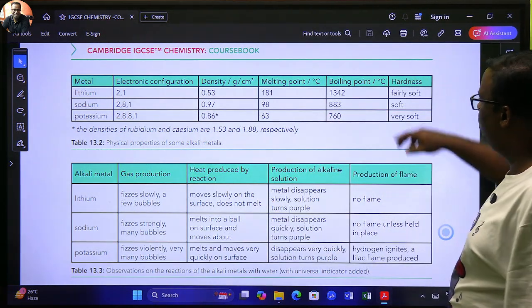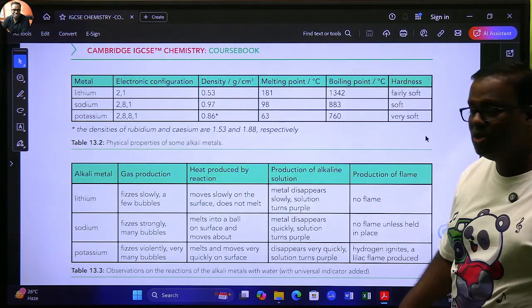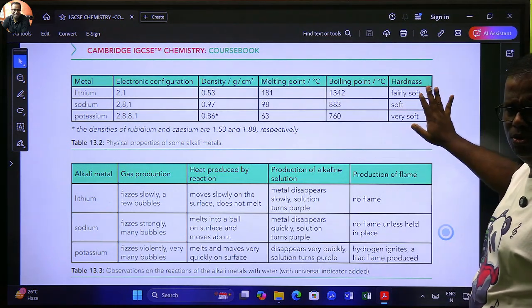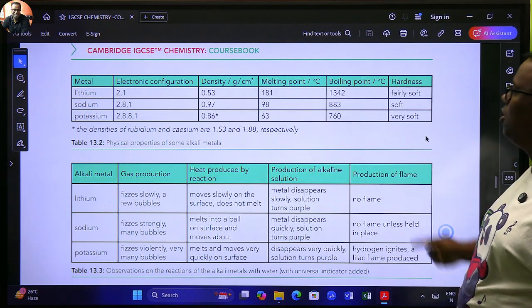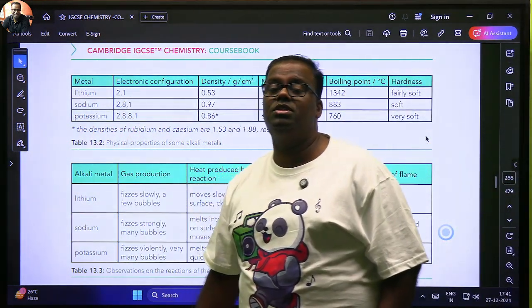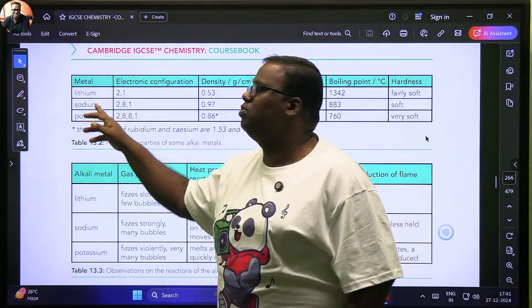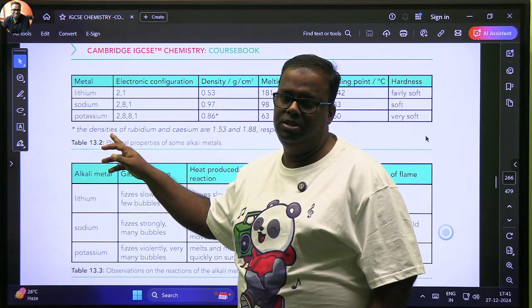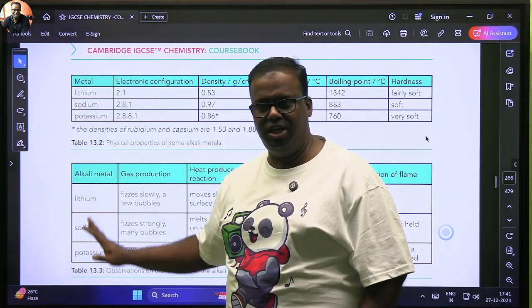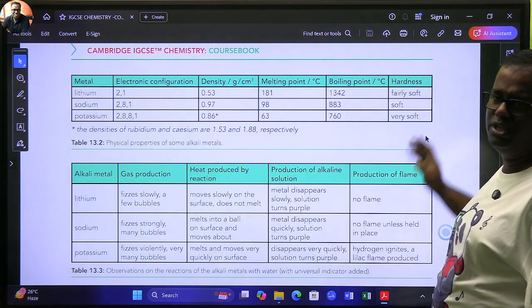Okay. Then if you look, the boiling point is also coming down. In some questions this data will be given to you, but they would ask you not about these elements. They will say rubidium is the next element, or they would ask, can you predict about rubidium? That much you should know. Lithium, sodium, potassium, rubidium, cesium, francium. Okay. And hardness: fairly soft, soft, very soft.